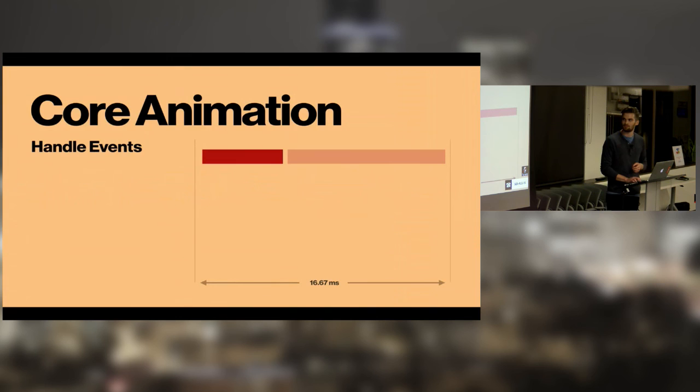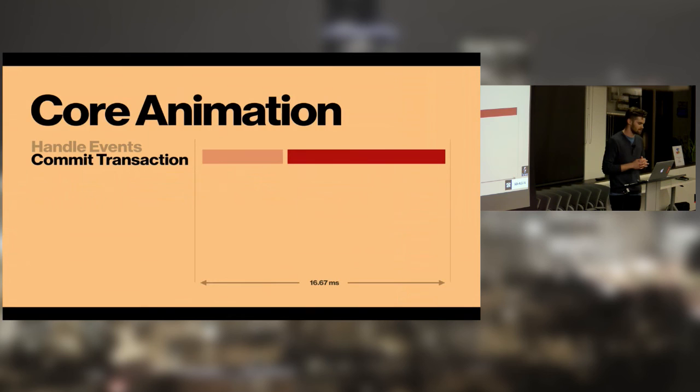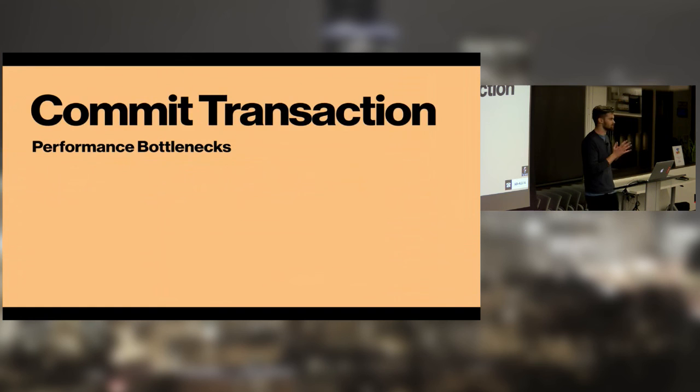The second, and probably most important phase, is the commit transaction phase. This is the process that UIKit goes through to update your app's UI and commit to the Core Animation render server to be rendered on the GPU. Here, layout is performed, backing layers are drawn, and images are decoded. And as straightforward as this process is, there are some common performance bottlenecks that plague most apps.